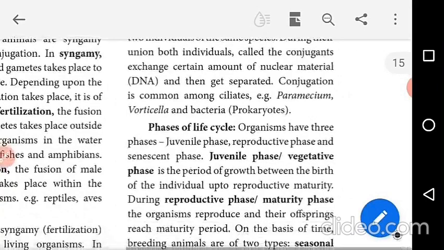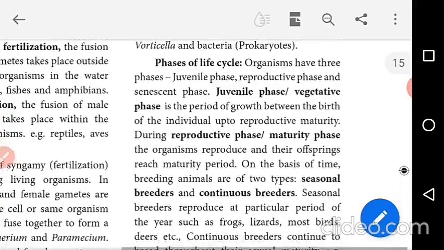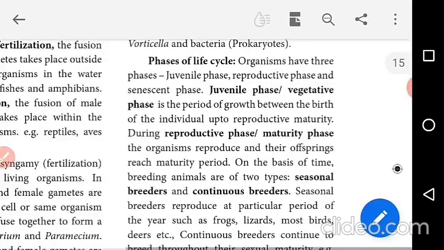The next is phases of life cycles. வாழ்க்கை சுழற்சியின் நிலைகள். So there are three phases of the life cycle. One is the juvenile phase or the vegetative phase. The second one is the reproductive phase or the maturity phase. The third one is the senescent phase. Then seasonal breeders and continuous breeders.